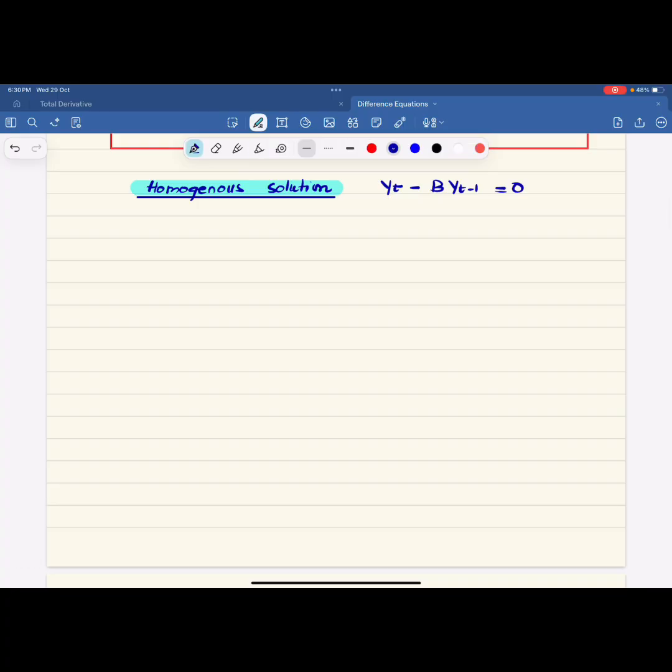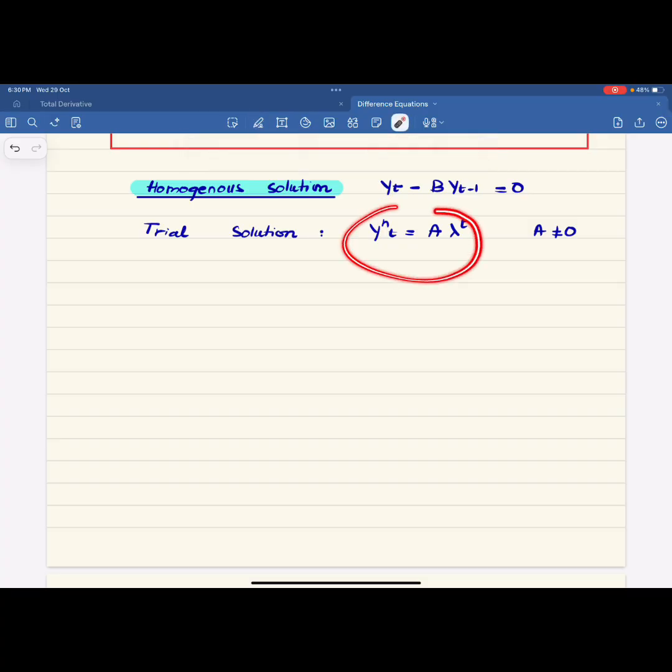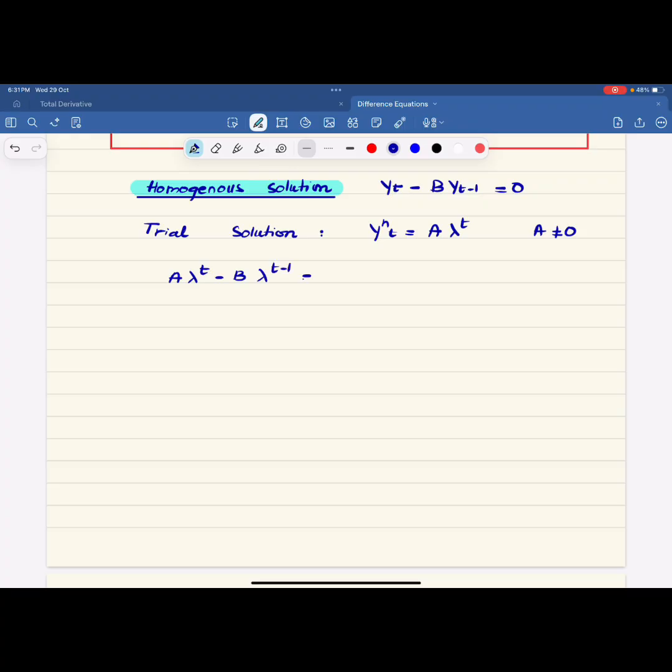So how do we find it? What should our trial solution be? First, we're going to state our trial solution, which in this case is going to be A lambda to the power t, where A is a non-zero constant. Once I plug this into the equation, we have A lambda^t minus beta A lambda^{t-1} equals 0.